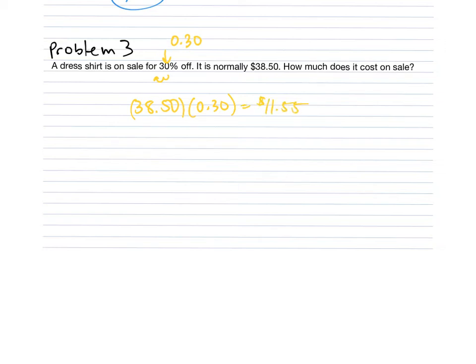So that's how much you get off. So you're going to be saving this amount. But what's the question asking? How much does it cost on sale? So if it's 38.50 and you're getting 11.55 off, you just subtract them. So 38.50 minus 11.55 is 26.95.